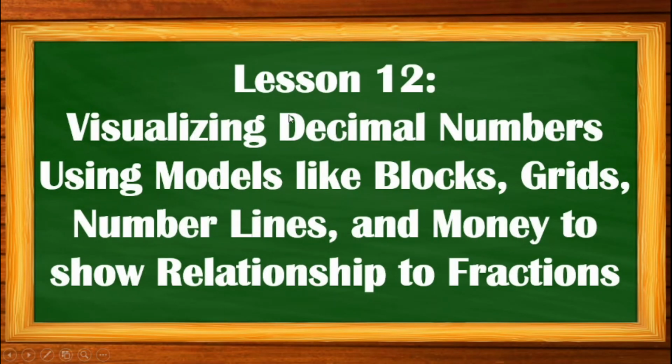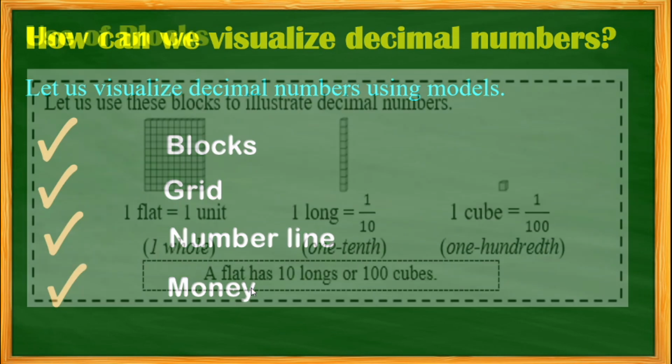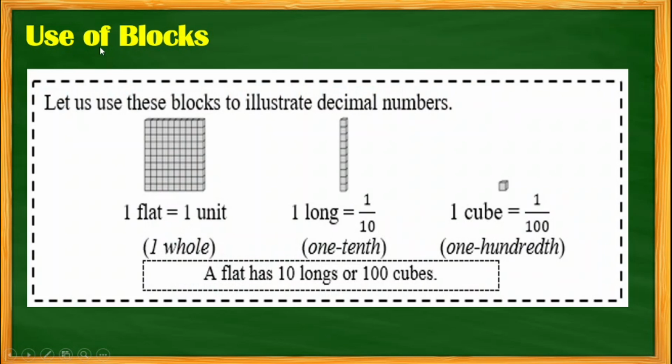Okay, so let's proceed to lesson number 12 of most essential learning. This would be visualizing decimal numbers using models like blocks, grids, number lines, and money to show relationship to fractions. Okay, so how do we visualize decimal numbers? We visualize numbers by using blocks, grids, number line, and money. So let's start with use of blocks.